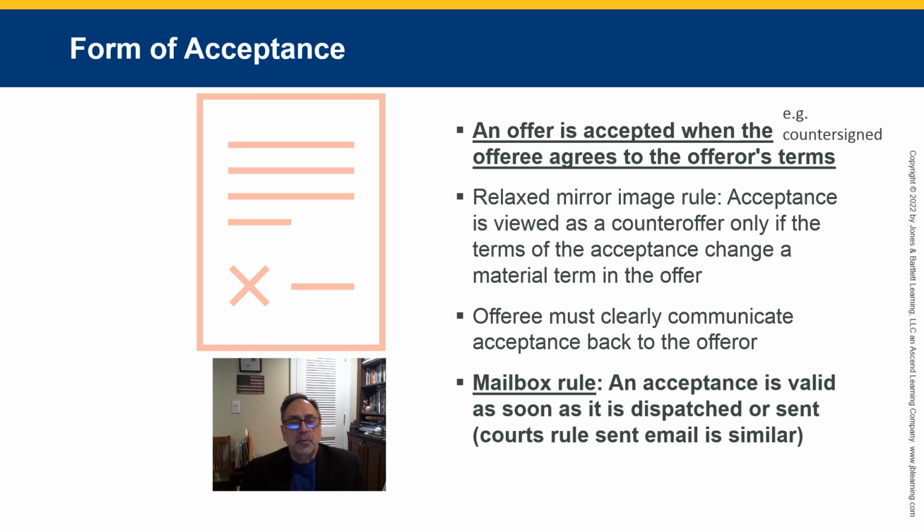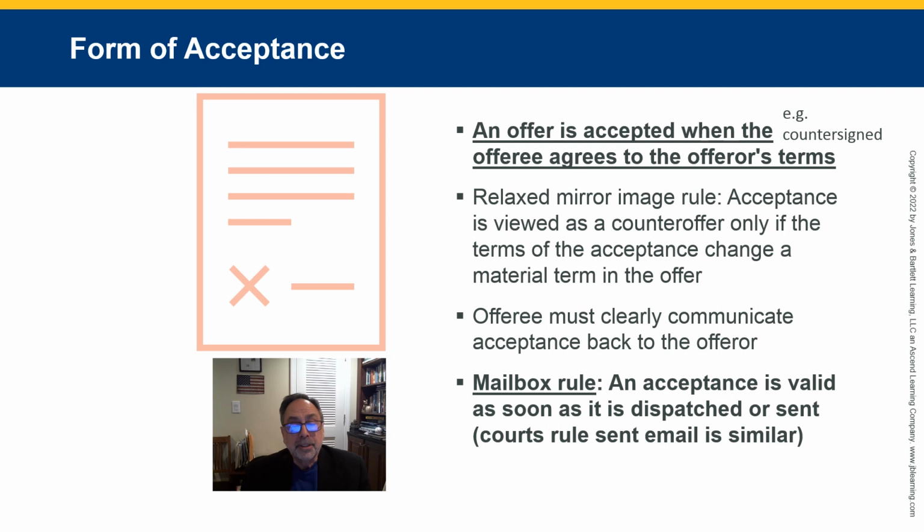Form of acceptance. What does it mean to accept a contract? Well, an offer is accepted when the offeree, the person receiving the contract, agrees to the offeror's terms, the person who originated the contract. Kind of odd terminology. So basically it's countersigned. I submit a contract to you, I've signed it, I send it to you, you countersign it, you sign it as well, and now it's an actual contract.